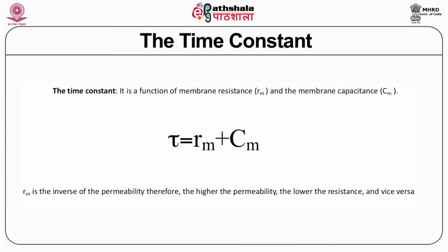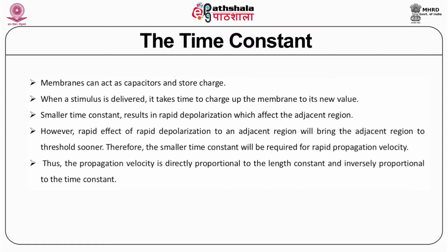Another factor is the time constant, which is a function of membrane resistance Rm and membrane capacitance Cm, and which is defined as the product of Rm and Cm. Rm is the inverse of the membrane permeability. Therefore, the higher the permeability, the lower the resistance, and vice versa. Membranes can act as a capacitor and store charge. When a stimulus is applied, it takes time to charge up the membrane to its new value.